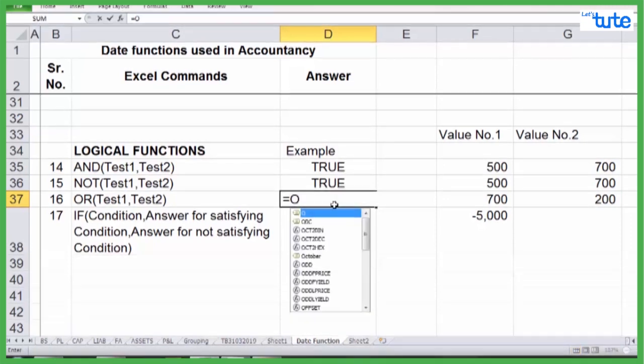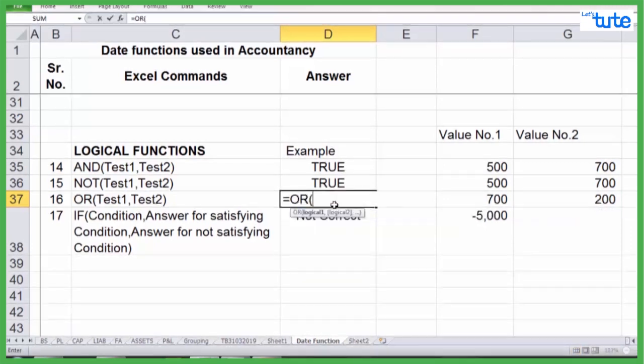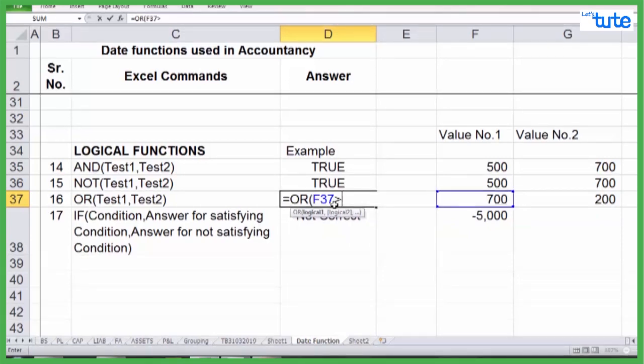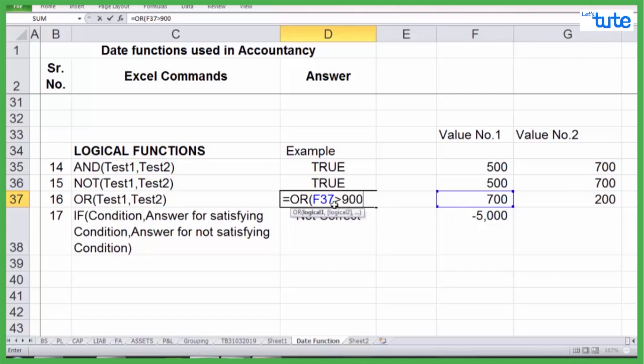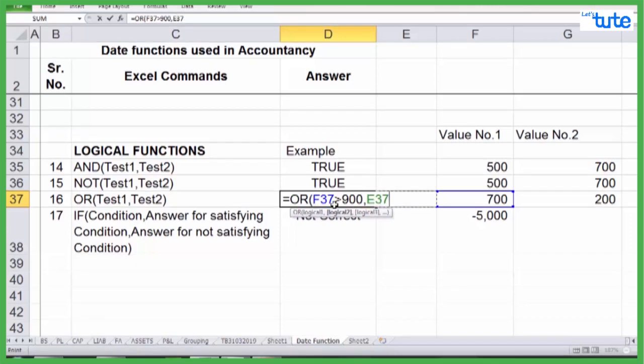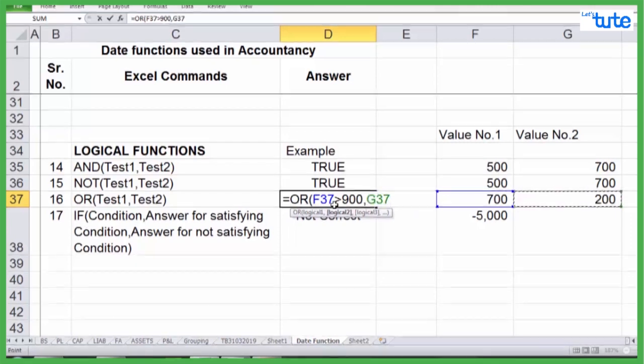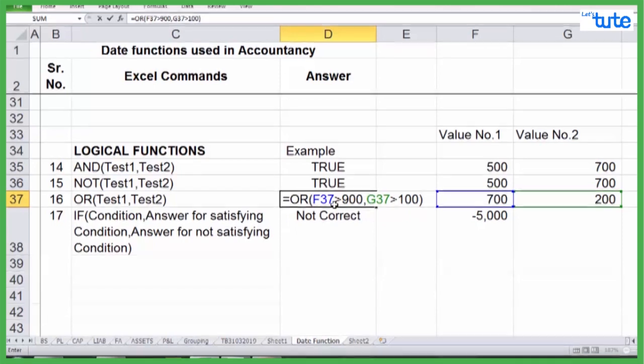Equal to OR bracket open F37 is greater than 900. Is this condition satisfied? No. Second, G37 is greater than 100. Is this condition satisfied? Answer is yes. Then your answer is true. Clear?